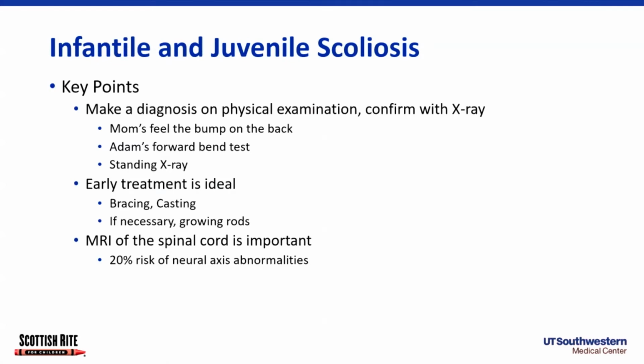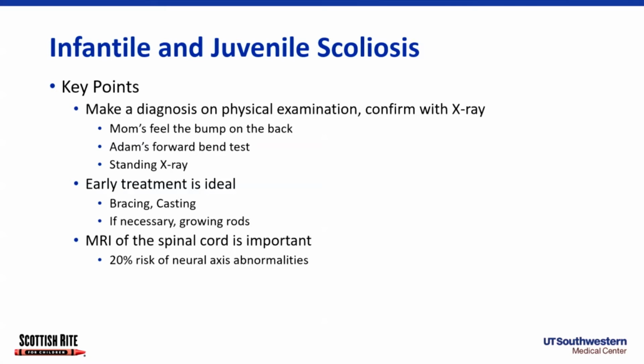So the key points for infantile and juvenile idiopathic scoliosis are to make a diagnosis. And so idiopathic scoliosis is a diagnosis of exclusion. So we're looking for underlying neuromuscular conditions, congenital abnormalities of the bones. If we don't see any of that, then these are otherwise known as idiopathic scoliosis. And oftentimes in the young patients, as they're holding their baby, their moms often feel the bump or the prominence on their back. And if they say that, I believe them. And so that's a very important thing.